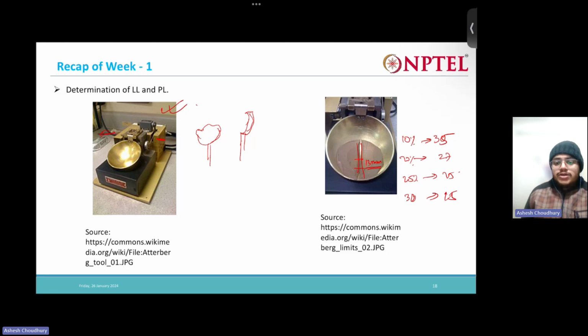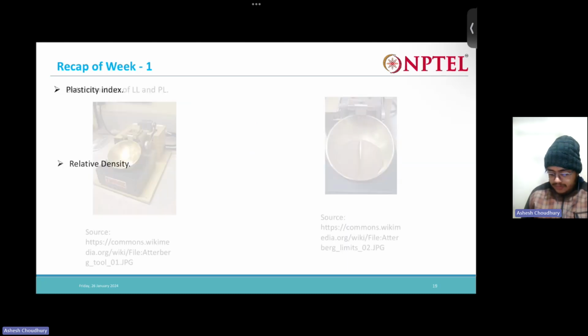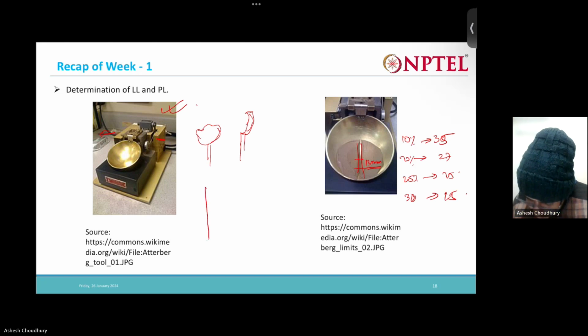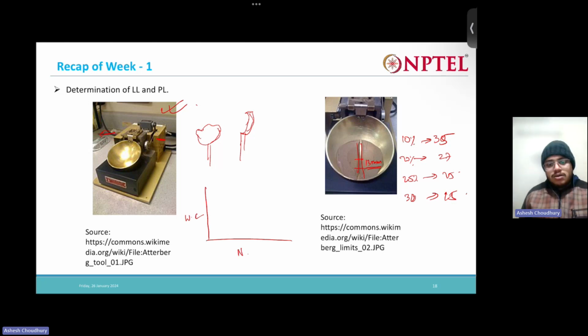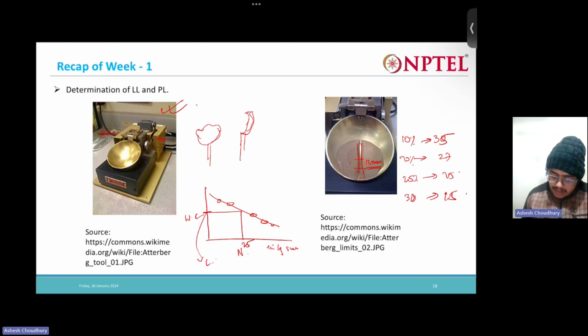After doing that, what we need to do is plot a graph between the number of blows and the water content. This is actually in log scale, and you will get a graph something like this. Now corresponding to 25 blows, we have various points like this. Whatever water content you get, that is nothing but the liquid limit.